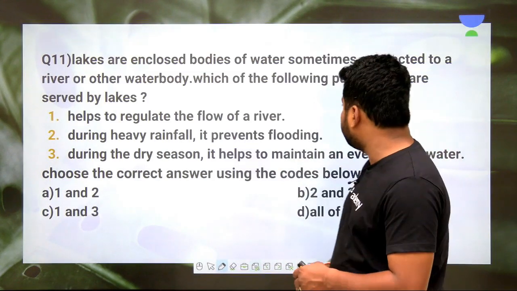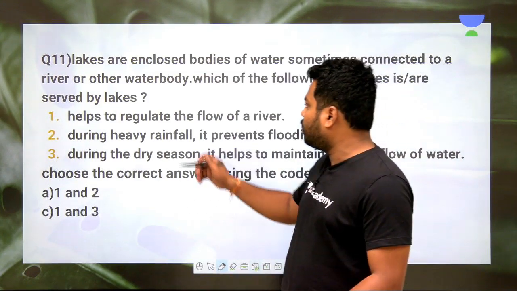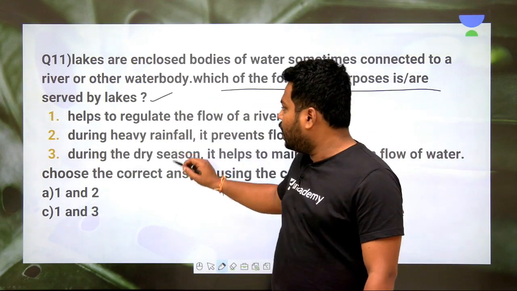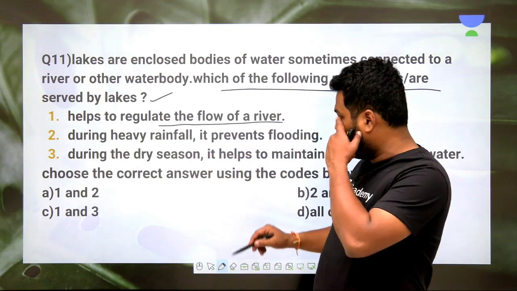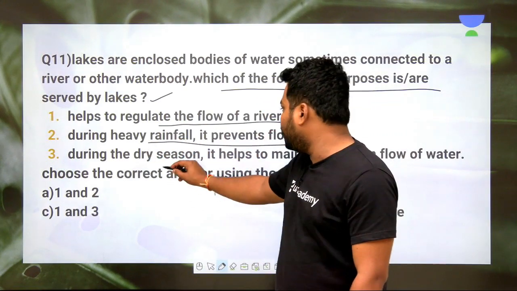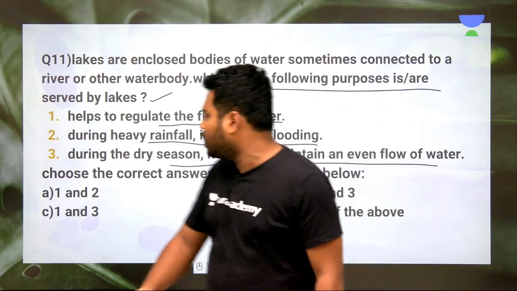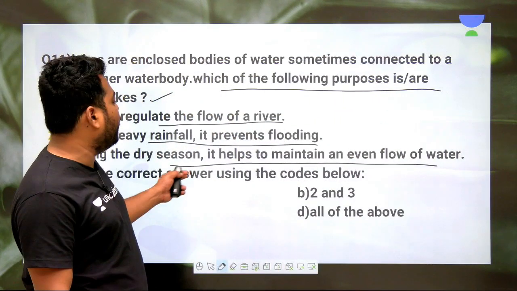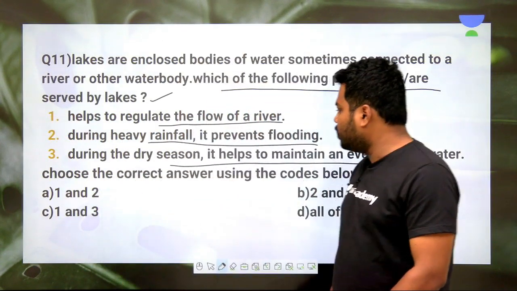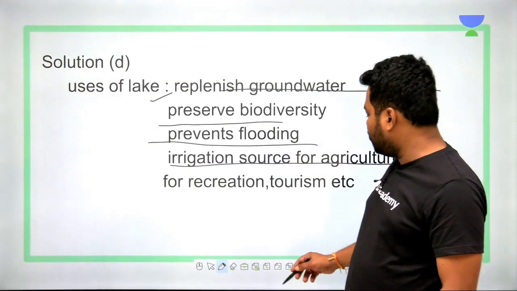Lakes are enclosed bodies of water sometimes connected to a river or other water body. Which of the following purposes is served by the lakes? Helps to regulate the water flow of the river, maybe. During heavy rainfall it prevents flooding, maybe. During the dry seasons it helps in maintaining an even flow of the water. Clear? So what are the uses of lakes?